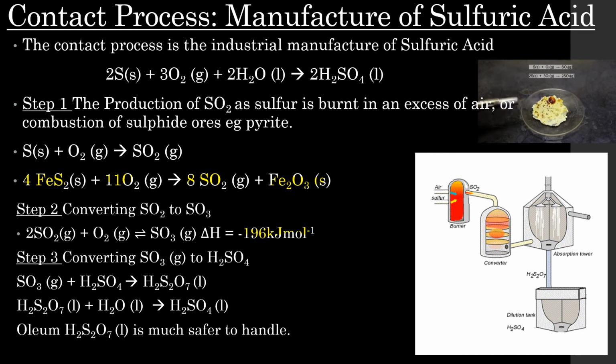And the third step is going to be converting sulfur trioxide to sulfuric acid, but there's a bit of a middle step here. You can see we've got sulfur trioxide and we're reacting it with sulfuric acid to produce a substance called oleum. Now oleum is much safer to handle, so it's stored as oleum and then later on you can mix the oleum with water to produce sulfuric acid as you need it.